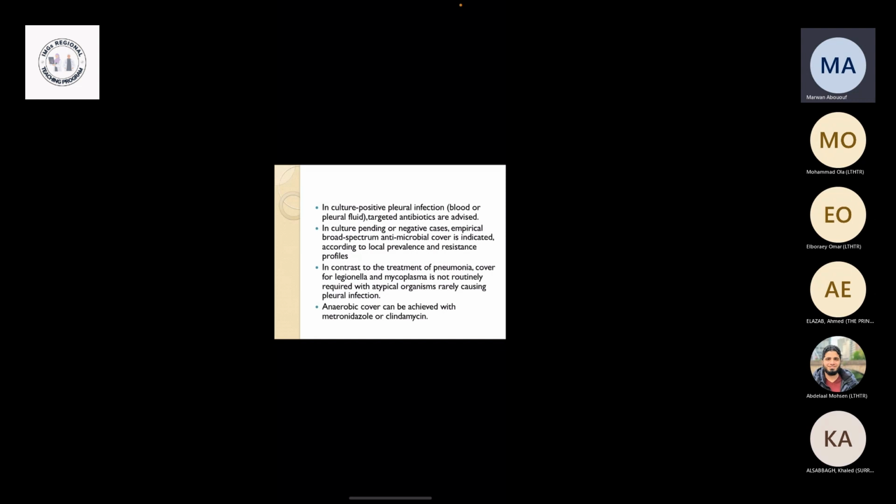In culture-positive pleural infection, whether culture from the blood or from the pleura, targeted antibiotics are advised. In culture-pending or negative cases, empirical broad-spectrum antimicrobial cover is indicated according to the local prevalence and resistance profile. In contrast to the treatment of pneumonia, cover for atypical infection such as Legionella and Mycoplasma is not routinely required, with atypical organisms rarely causing pleural infection. Anaerobic cover can be achieved with the two most commonly used, metronidazole and clindamycin.